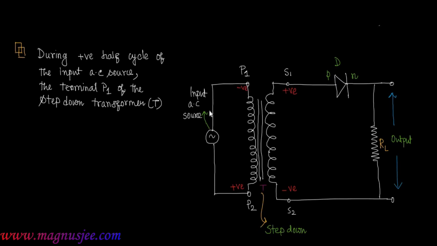This transformer T will be the step down transformer. In some textbooks, the number of turns in the primary coil and secondary coil are equal, but in this case the number of turns in the primary coil will be greater than the number of turns in the secondary coil, and this is what a step down transformer is.